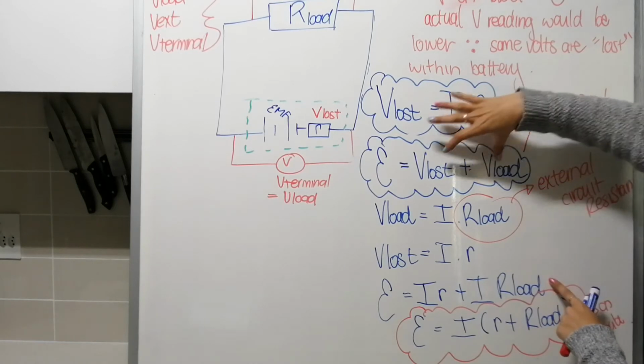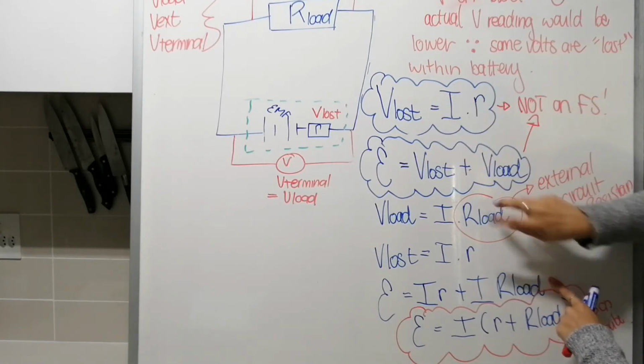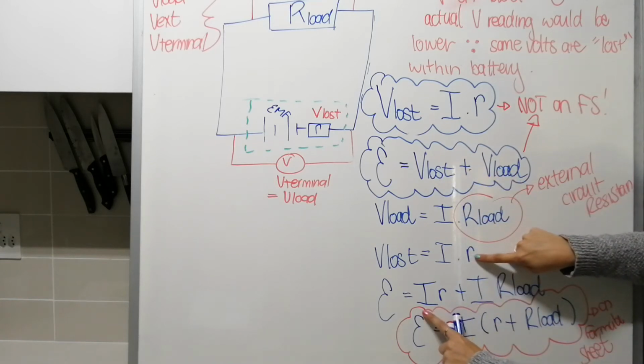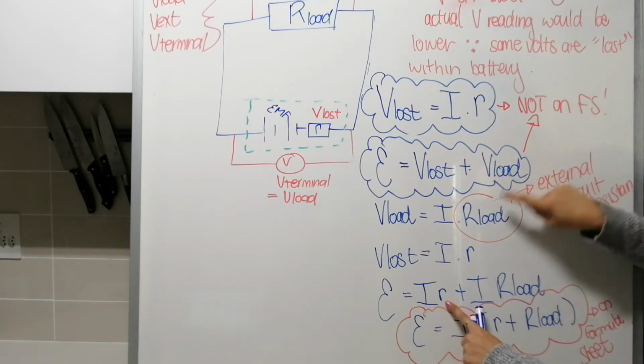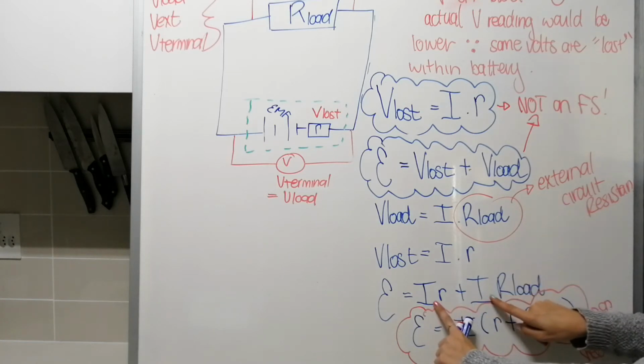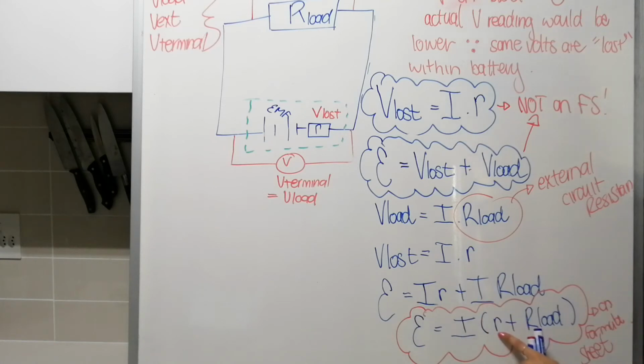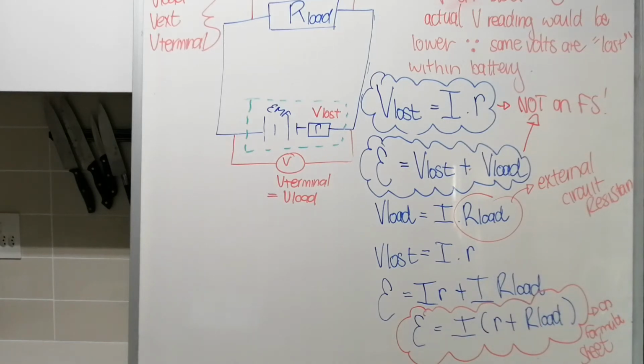Okay, so this here, we took this equation and we expanded it according to these two. So for V lost, we said I times r. For V load, we said I times R load. And then we took out current as a common factor. So we took out our capital I, and then in brackets we've got the internal resistance and the external resistance of the circuit. Okay, so now I'm going to pause you and then we can do an example.